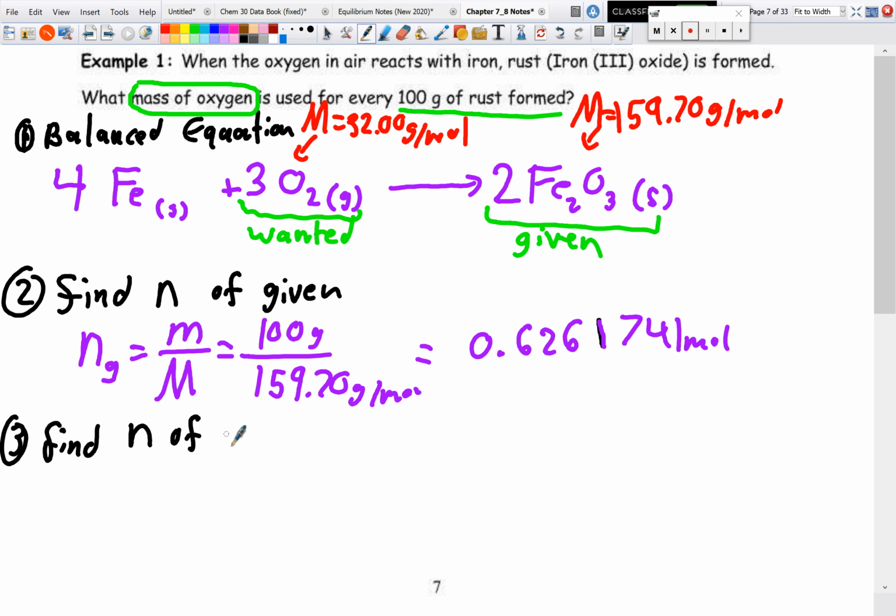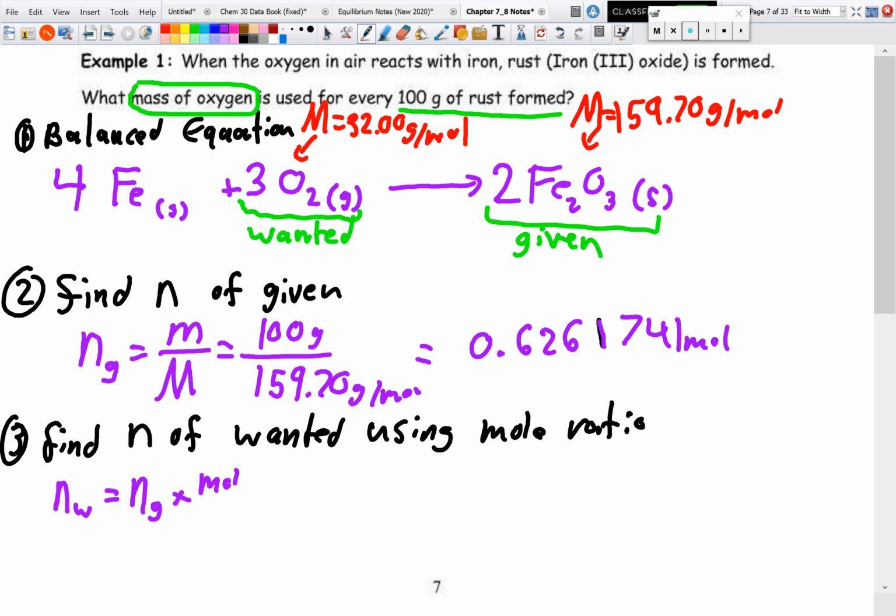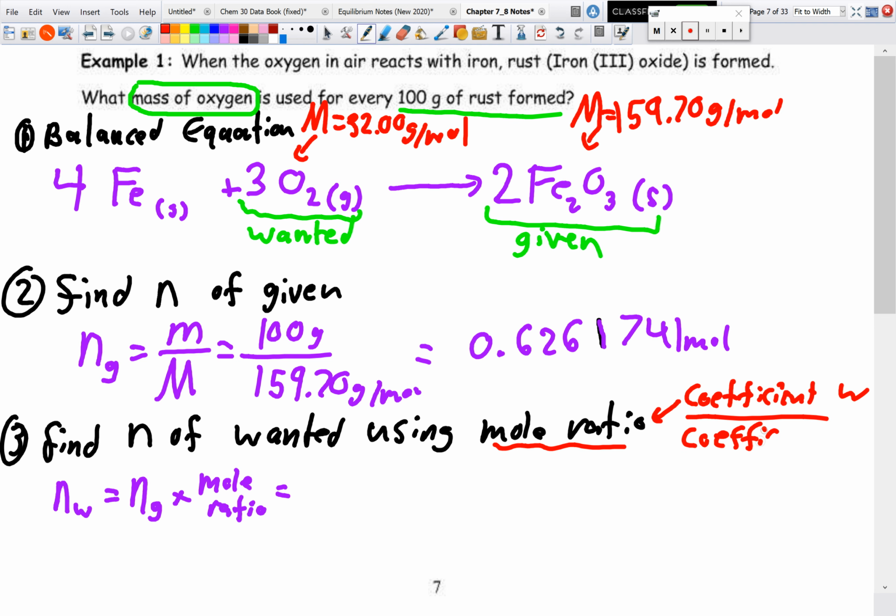Find the number of moles of our wanted using the mole ratio. So for this one right here, we can turn to the previous page and look at the equation where it said number of moles of the wanted is equal to number of moles of our given times our mole ratio. And remember the mole ratio, this is just as I've written it up above there, the mole ratio is the coefficient of the wanted over the coefficient of the given from our balanced chemical equation.